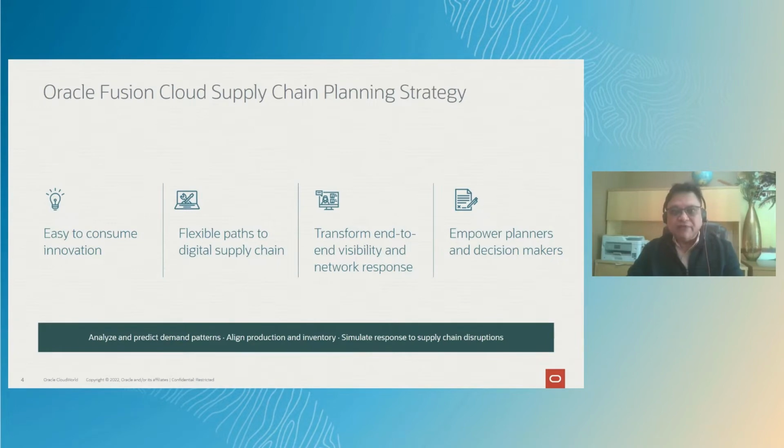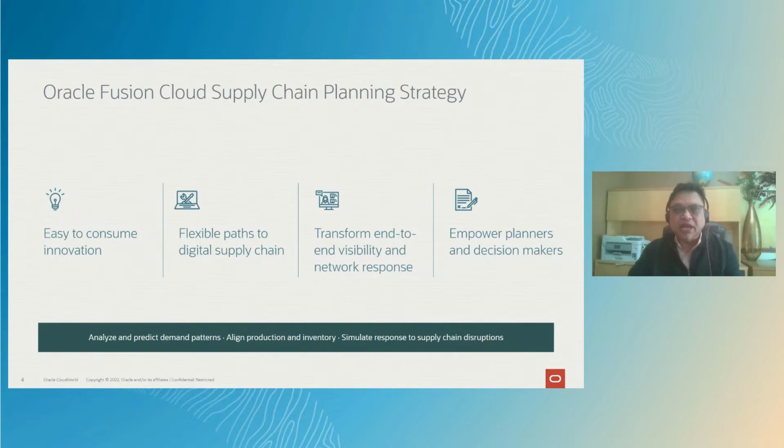So the strategy that we have followed for supply chain planning is, one, to continue to innovate, keep pace with the business and functional needs of supply chain planning and of our customers, but stay ahead of the technological needs of tomorrow, and do it in a way that you are able to consume it easily. Secondly, flexible paths. So not everything can be absorbed or implemented at the same time. So you have paths that we can help figure out for you, but flexible paths to digital supply chain.